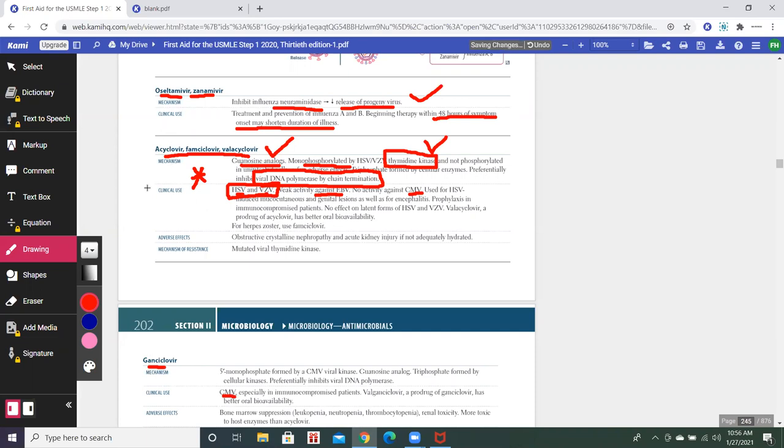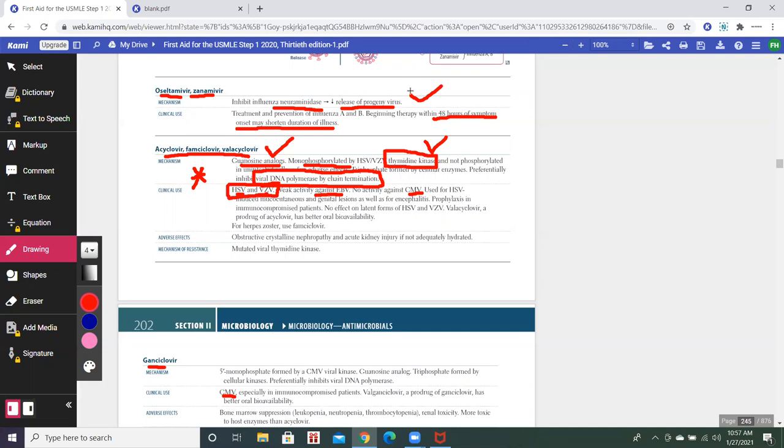You will have a lot of cytomegalovirus questions and they will try to test whether you have the knowledge to not prescribe acyclovir for cytomegalovirus, okay? Because in cytomegalovirus, it will not work. It's used only for herpes and varicella zoster. So acyclovir for herpes and varicella zoster. It's used for HSV-induced mucocutaneous and genital lesions as well as encephalitis.